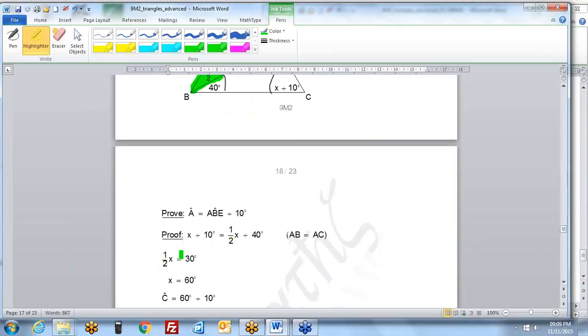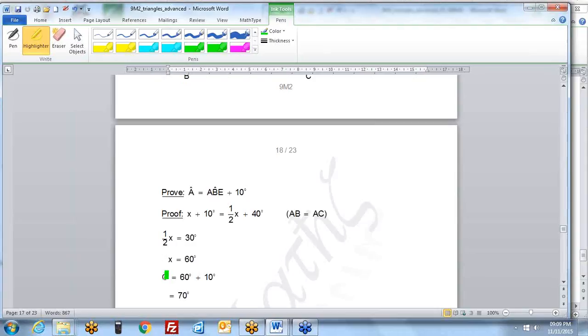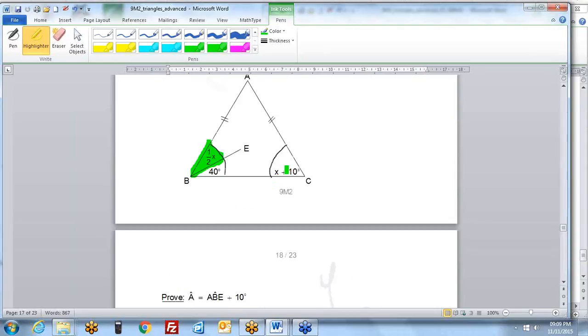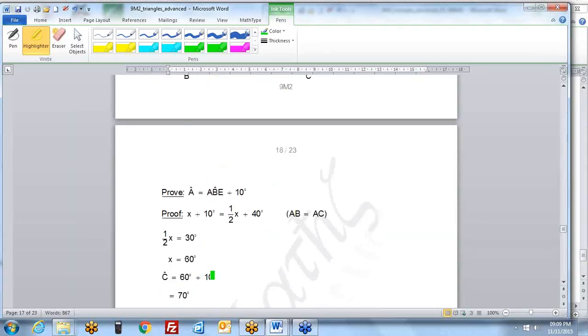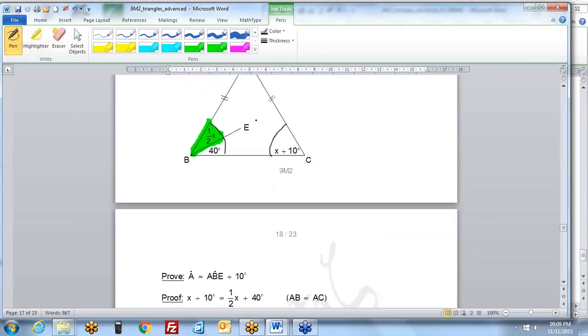Then you get all your x's on the left hand side, so you subtract a half x on the right hand side, subtract it on the left hand side, then you get a half x. You minus 10 degrees on the left hand side, also on the right hand side, then you get 30 degrees, and then you times by 2 right through to get rid of the fraction, then you get x equals 60. Alright, so now angle C will then be 60 plus 10 degrees, which gives you 70. So you can write down 70 degrees.